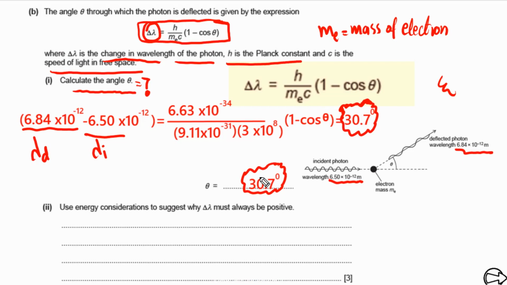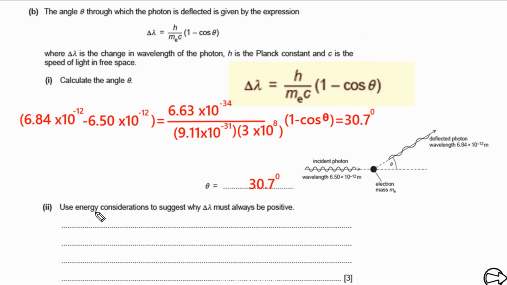Now let's move on to the second part. For the second part, we need to use energy considerations to suggest why delta lambda must always be positive. This is simply based on energy conservation, and the hint is also given to us here. We have to answer this question based on conservation of energy.